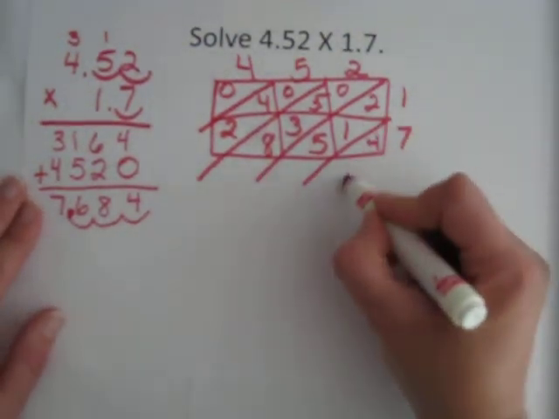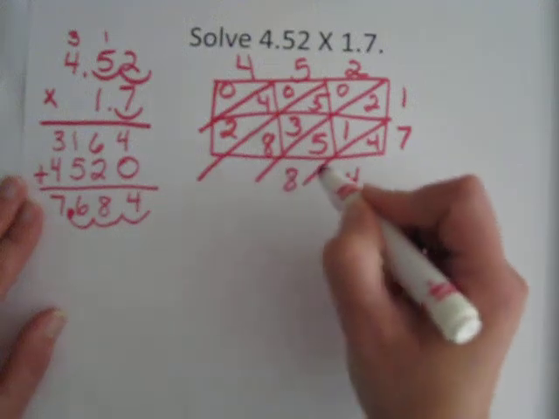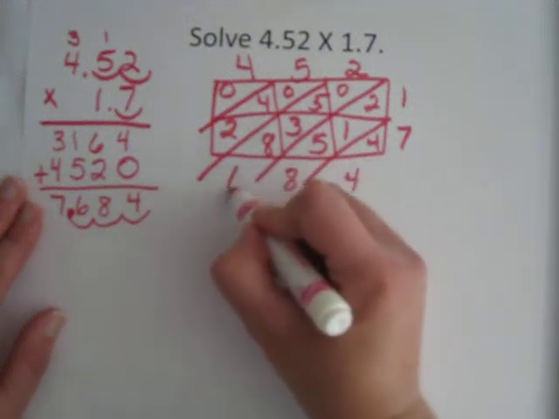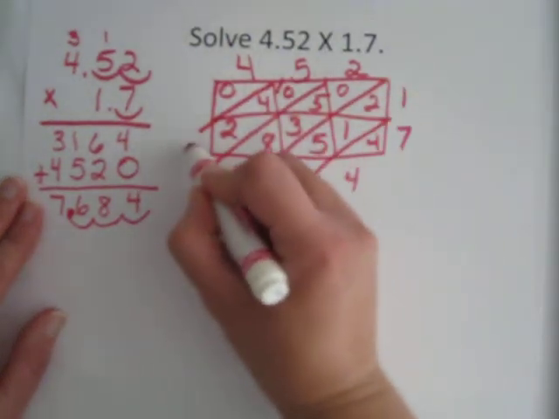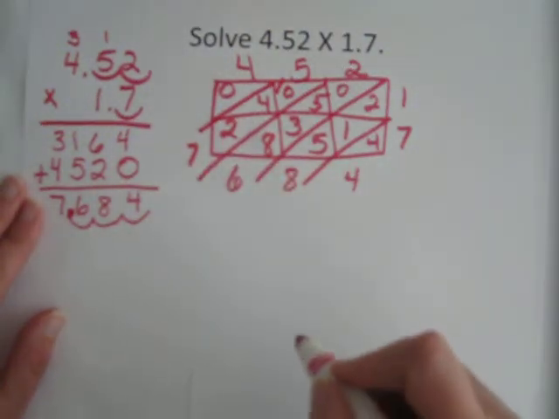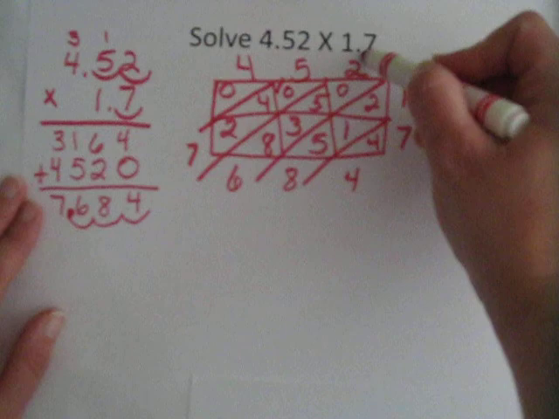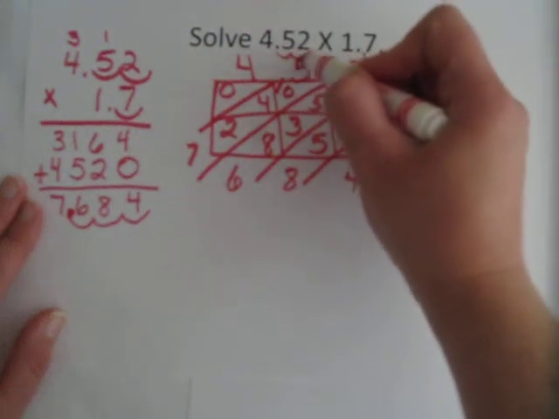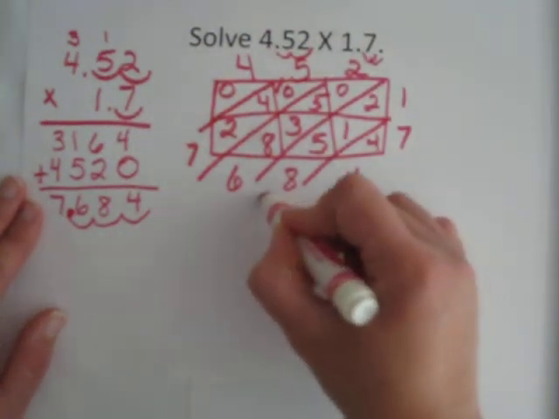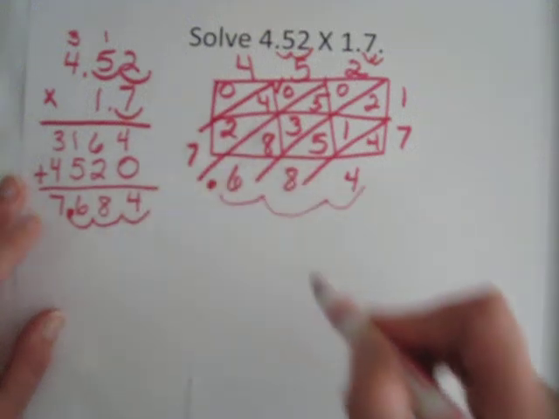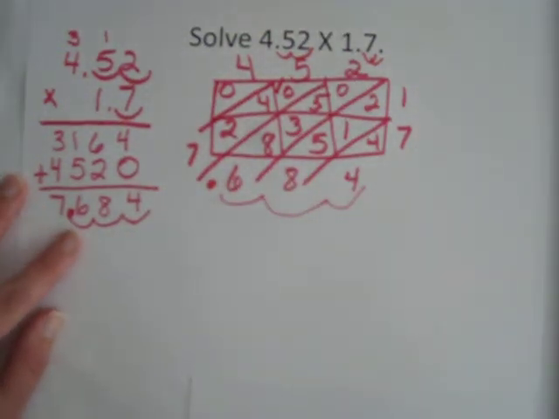So this would be 4, 8, 16, and 7. And then again, we had 3 numbers after our decimals: 1, 2, 3. So here we have 1, 2, 3 after our decimal, and we get the same answer, 7 and 684 thousandths. So that must be correct because we checked it 2 ways.